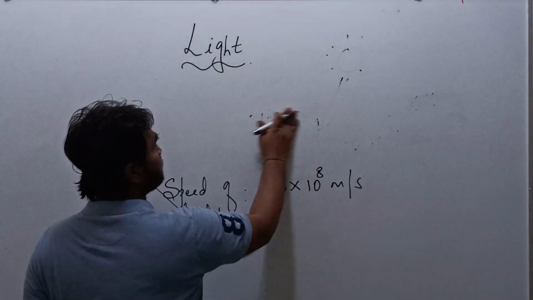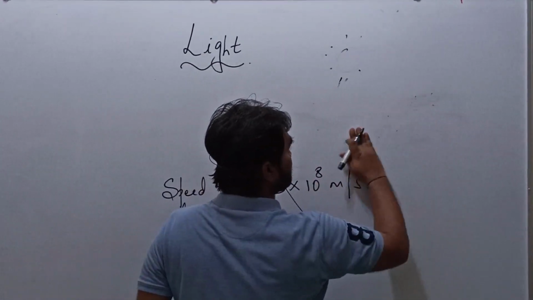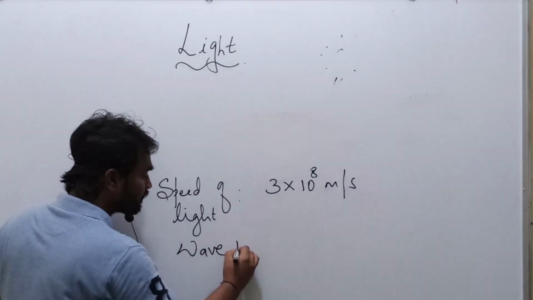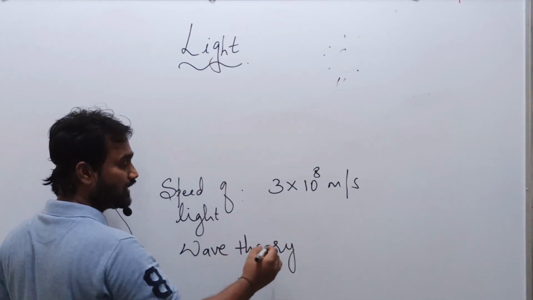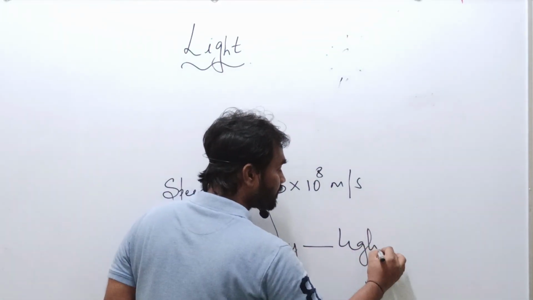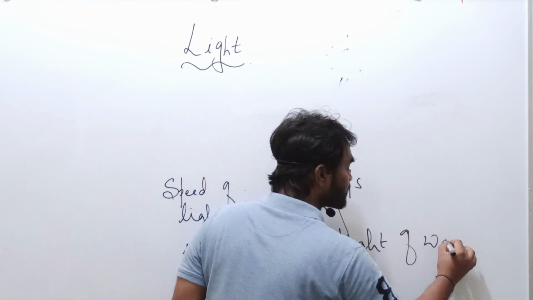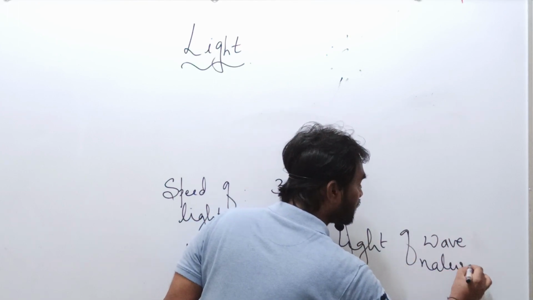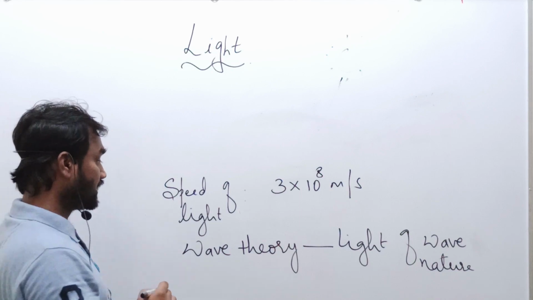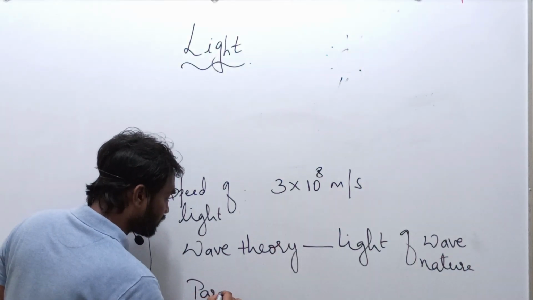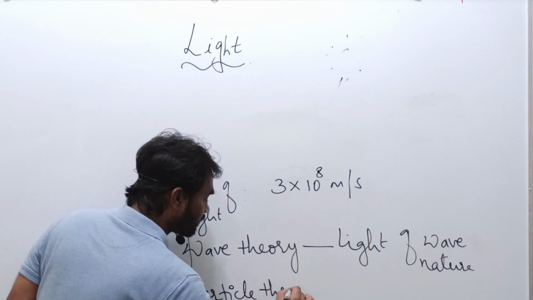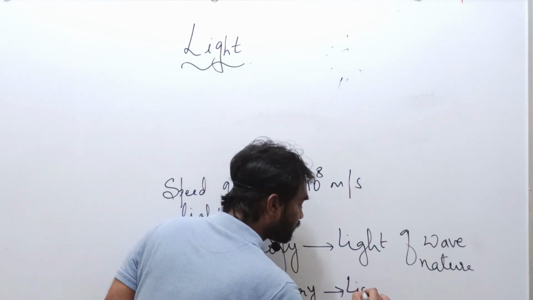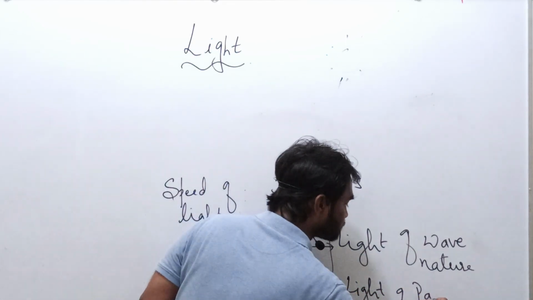And light exhibits two natures. One nature is from wave theory, which tells us that light is of wave nature. And the particle theory tells us that light is of particle nature.